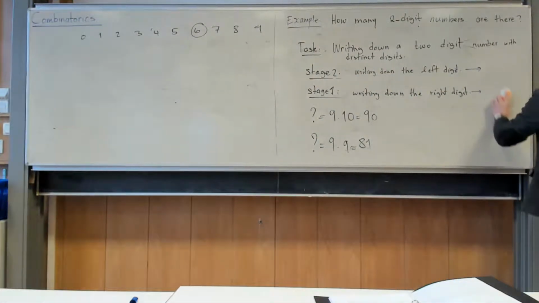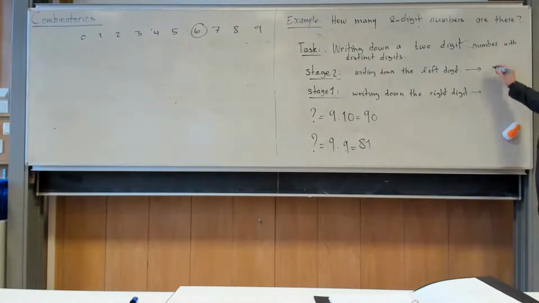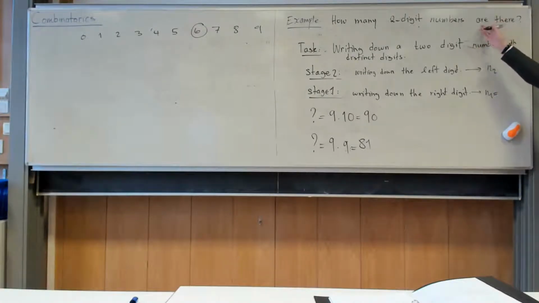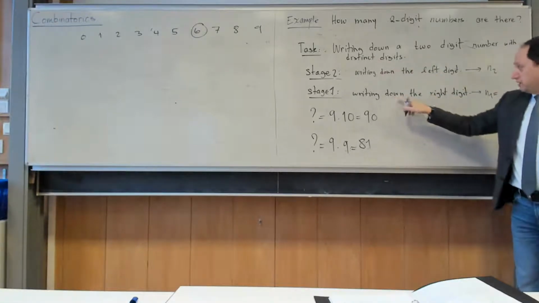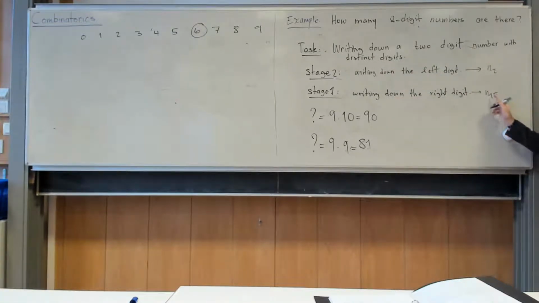Okay, now I want you to answer me. Here I would call it N2, here I would call it N1. Can you tell me what can I write in front of N1? My problem is this problem with distinct digits, but writing down the right digit is the first thing that I want to do. How many options are available here? 10. Without thinking, 10.